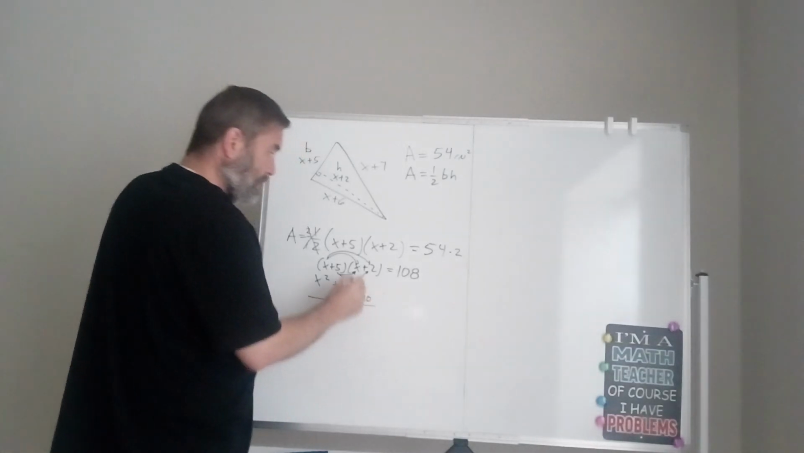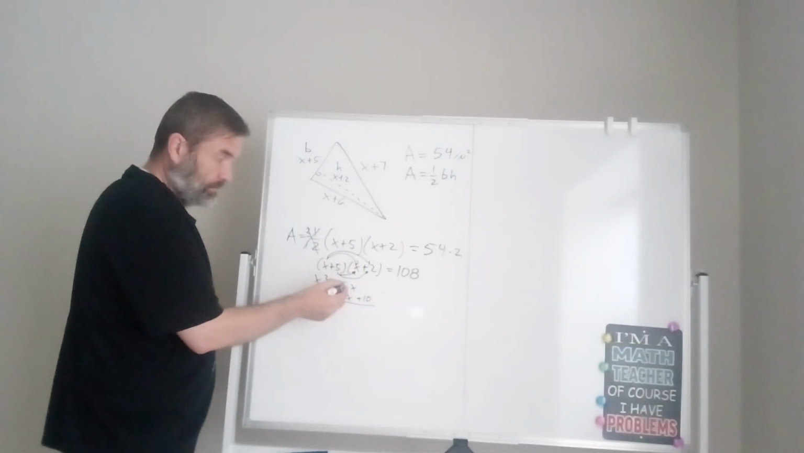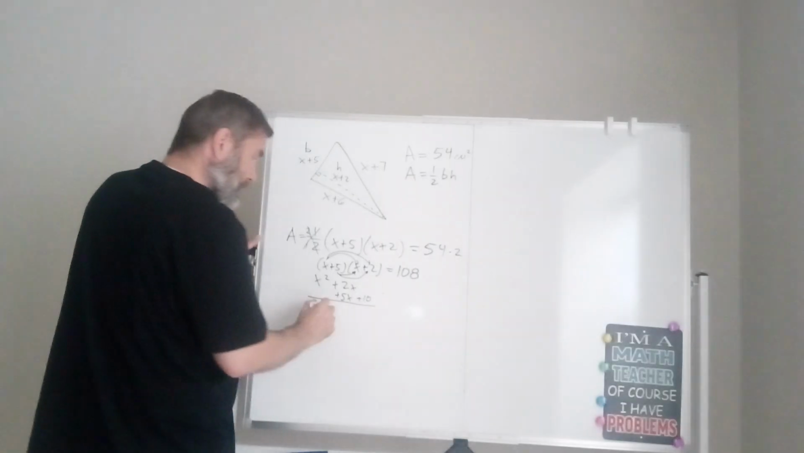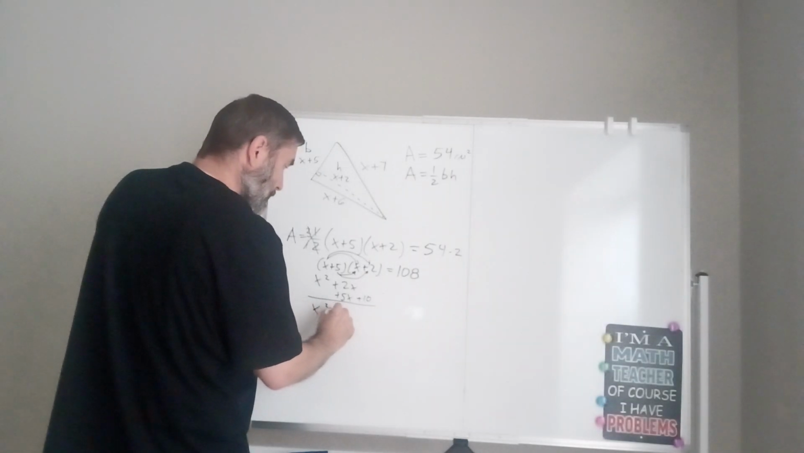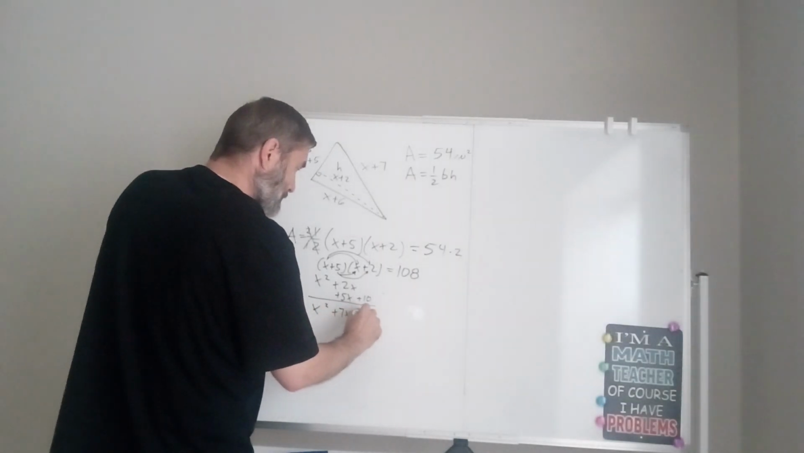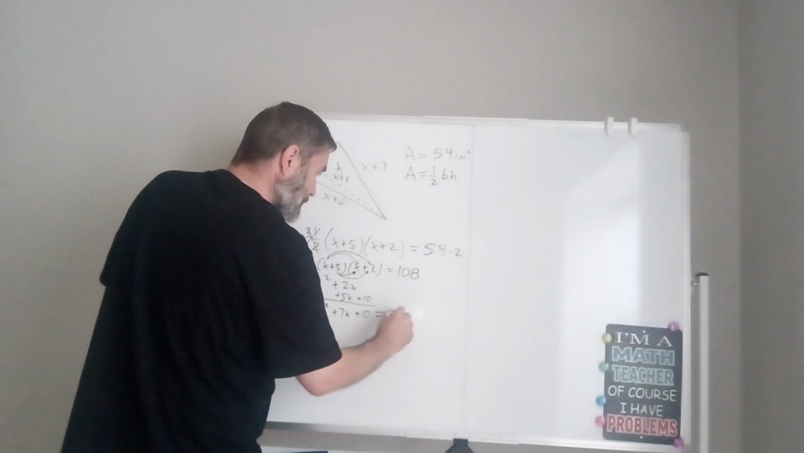Notice by doing it this way, I've lined up my like terms. The 2x and 5x are the only terms that I can combine. That means this stays as x squared. That goes to 7x. That's 10, and that's equal to 108.